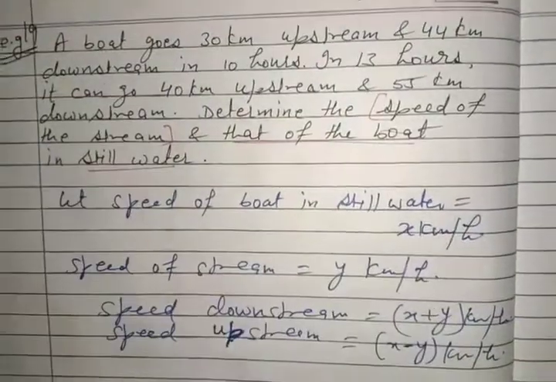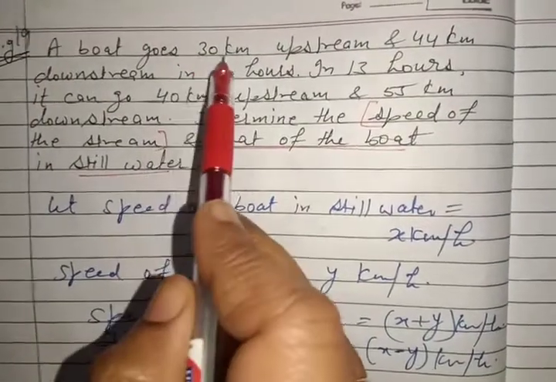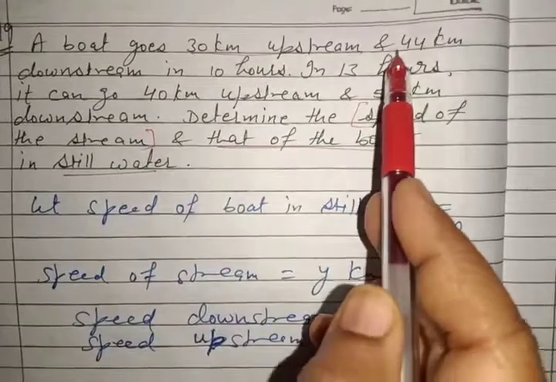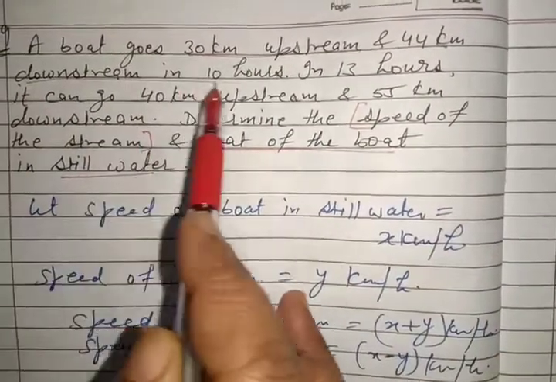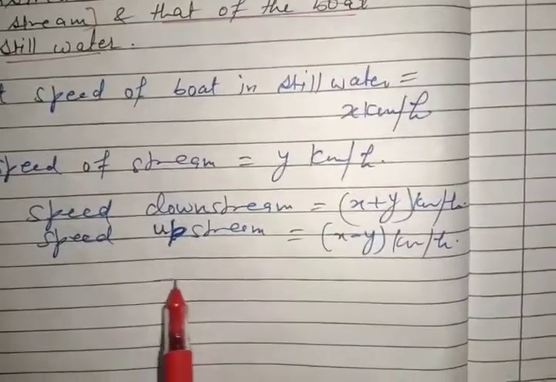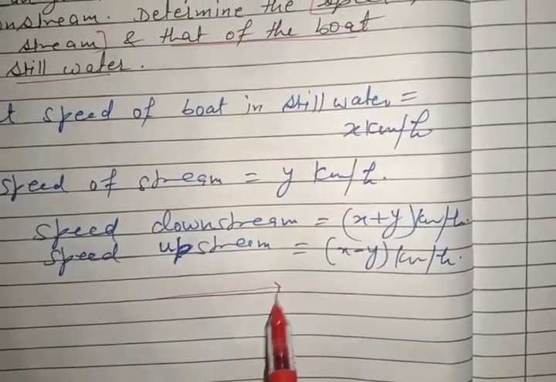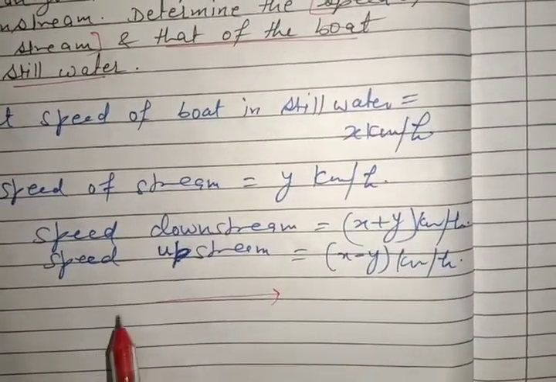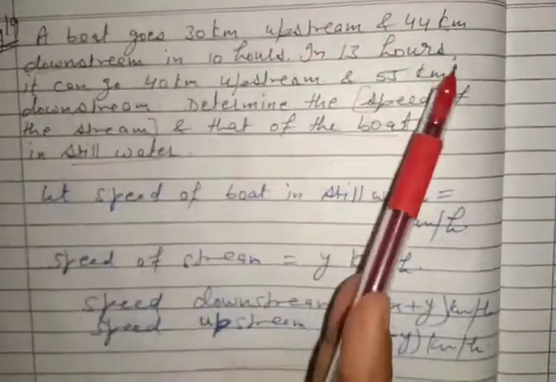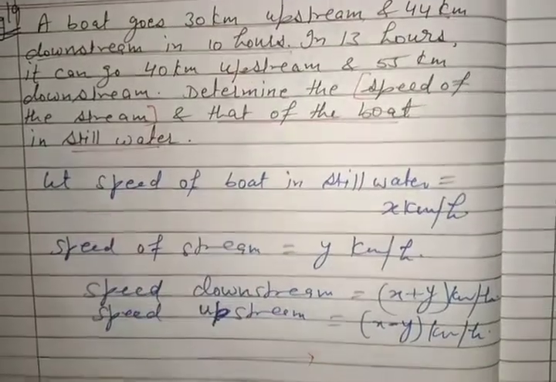The boat goes 30 kilometer upstream and 44 downstream in 10 hours. It means it goes downstream and comes back, 30 upstream and 44 downstream in 10 hours. So the total time is given.